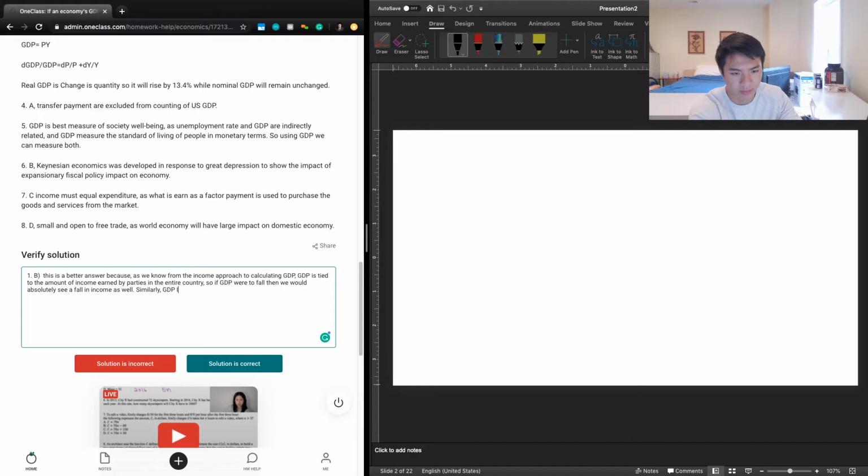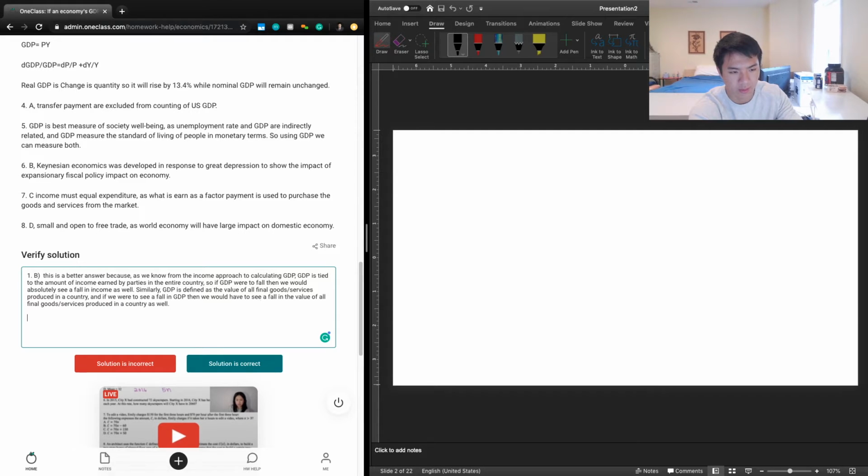Similarly, GDP is defined as the value of all final goods and services produced in a country, and this is what we would call the production approach. And if we were to see a fall in GDP, then we would have to see a fall in the value of all final goods and services produced in the country as well.